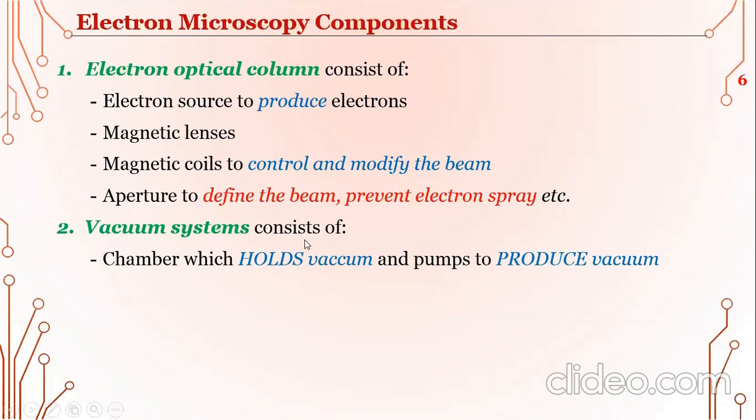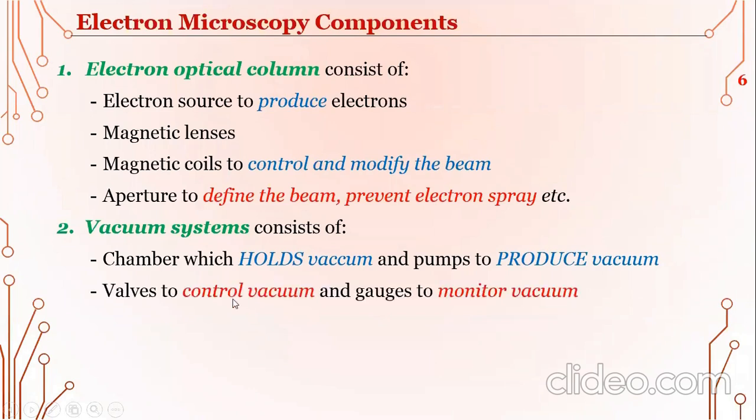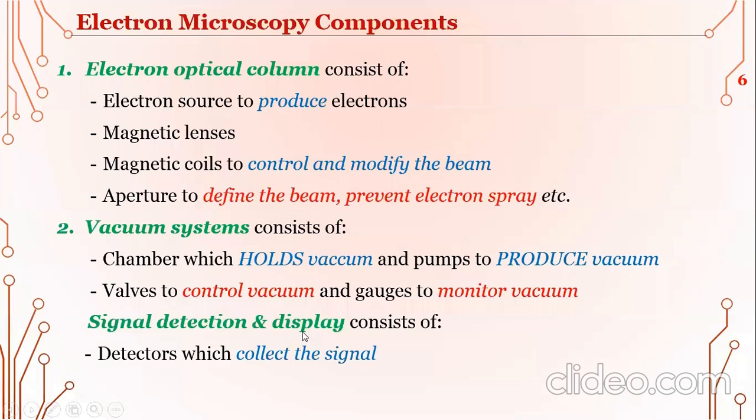And the vacuum system consists of a chamber that holds vacuum. So the first function is holding the vacuum, and the second is to pump and produce vacuum. So it will produce vacuum, and also hold the vacuum. And there will be valves to control the vacuum and gauges to monitor the vacuum. So it's well controlled as well as monitored.